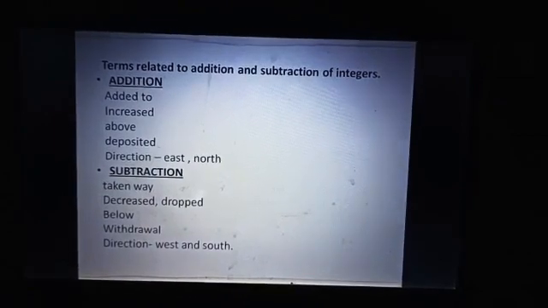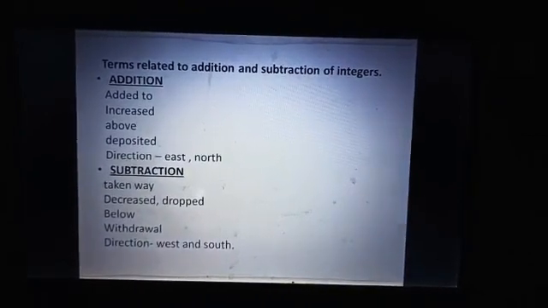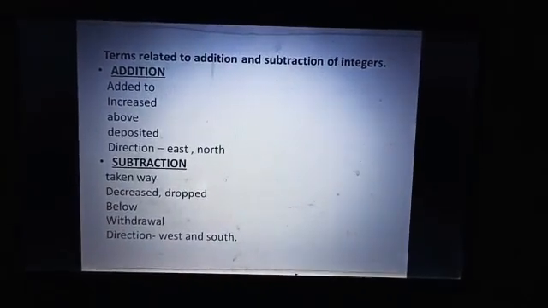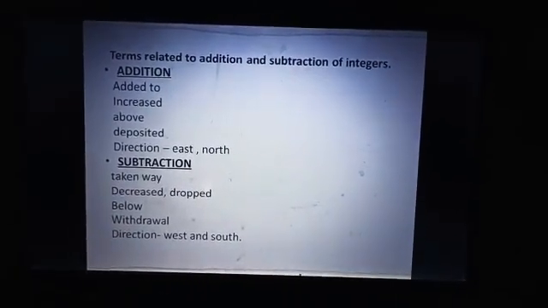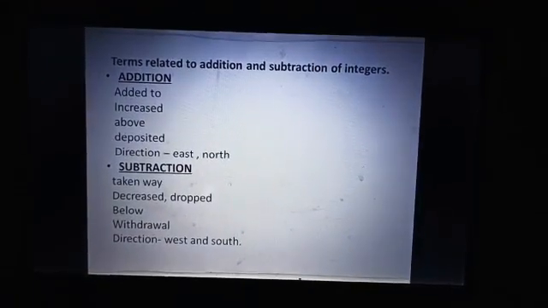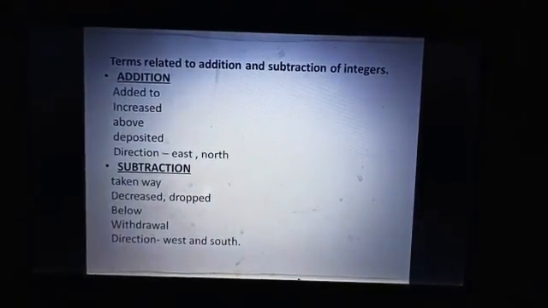The terms above and below are used in case of the level 0. If we have considered a level 0, then above the level 0 we have the positive integers and below the level 0 we have the negative integers.